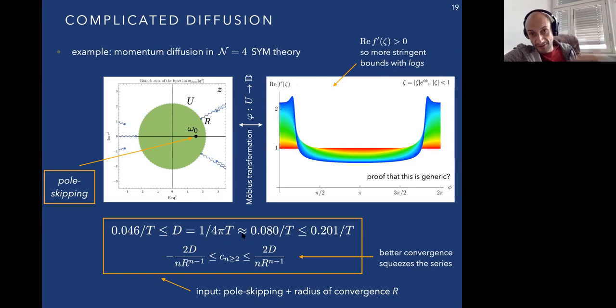The actual value is this Policastro-Son-Starinets value of 1 over 4 pi. This is 0.08, and the upper bound is 0.2. Okay, so you get within reasonable orders of magnitude bounds on these coefficients, and then you can actually directly also show an inequality for every single other coefficient, even if you didn't know what these were, right? So you get them bounded from above and from below, and you can see intuitively the better the convergence property, the bigger the radius of convergence, the more squeezed the higher and higher coefficients are.